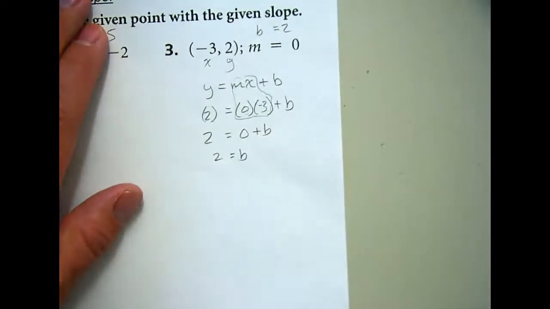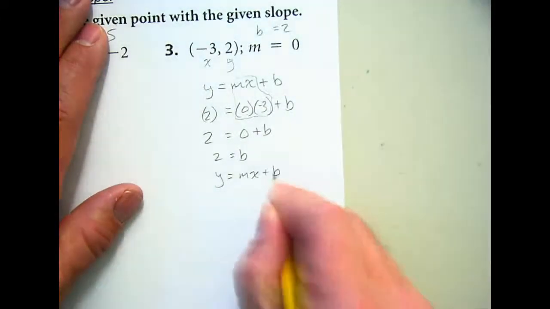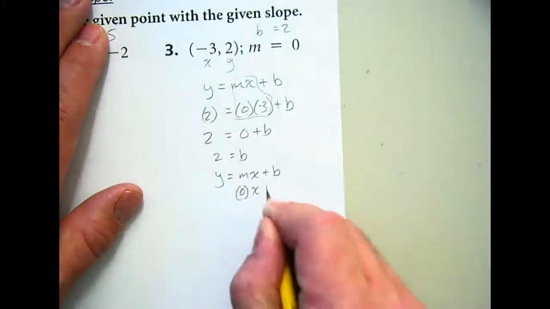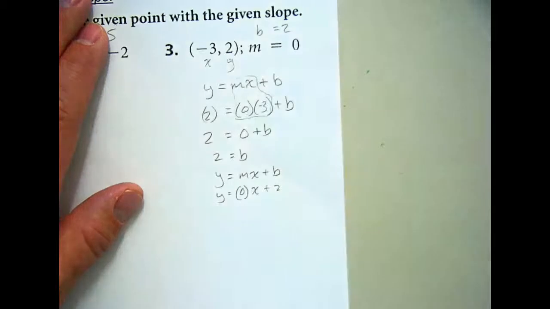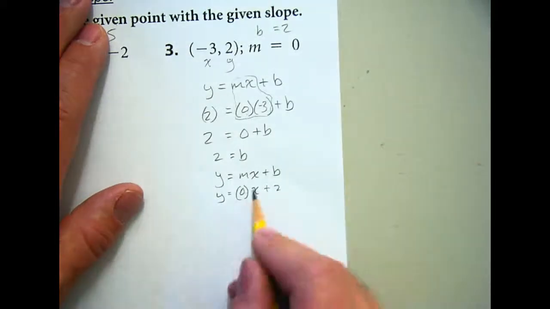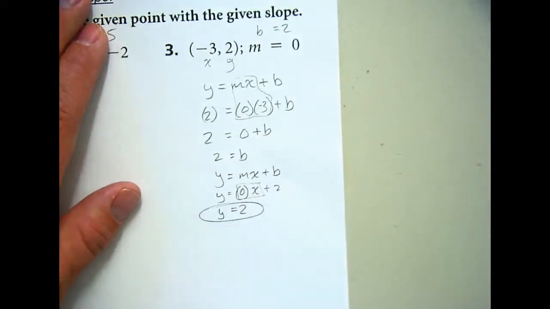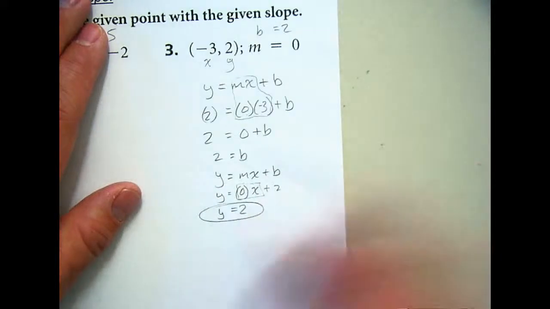How many got b equals 2 there? Okay. So now if I put that back in, I get y equals mx plus b. Once again, m is 0. So we have 0 times x plus 2. Well, what happens in this equation? Yeah, the 0x is gone again. So the equation actually y equals 2. How many got y equals 2? How many got y equals 0x plus 2? It would just get rid of the 0x, call it 2.